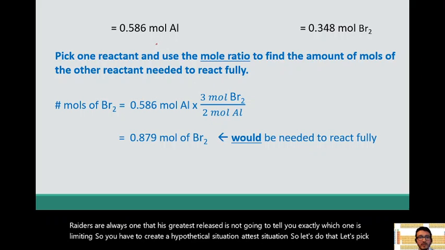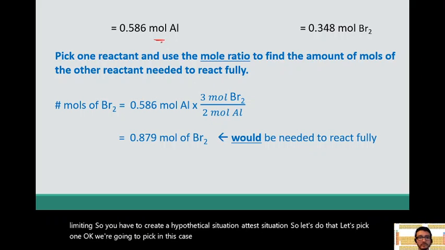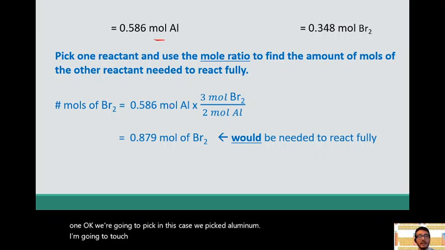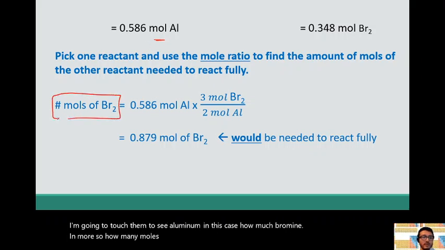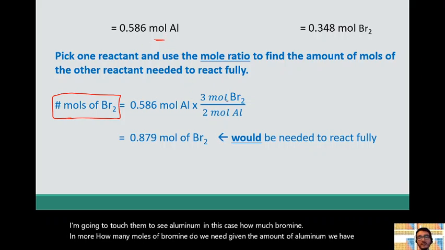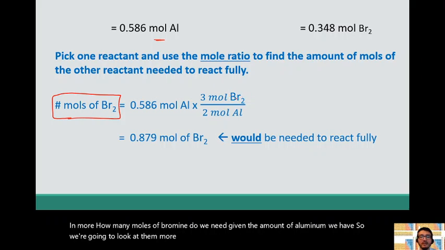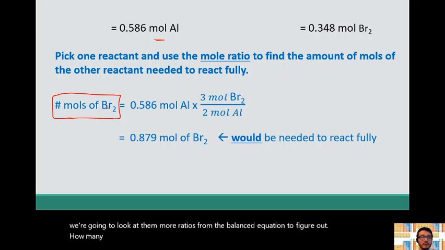In this case, we picked aluminum. And we're going to test, given aluminum, how much bromine in moles. So how many moles of bromine do we need given the amount of aluminum we have? So we're going to look at mole ratios from the balanced equation to figure out how many moles of bromine we would need given the amount of aluminum. So that's the hypothetical situation.